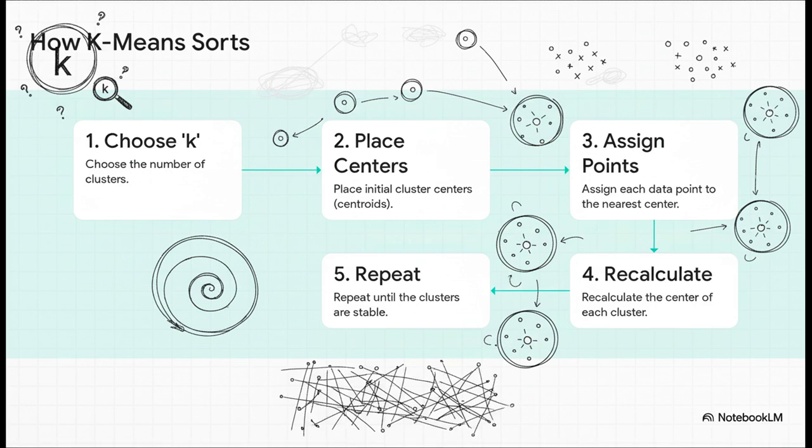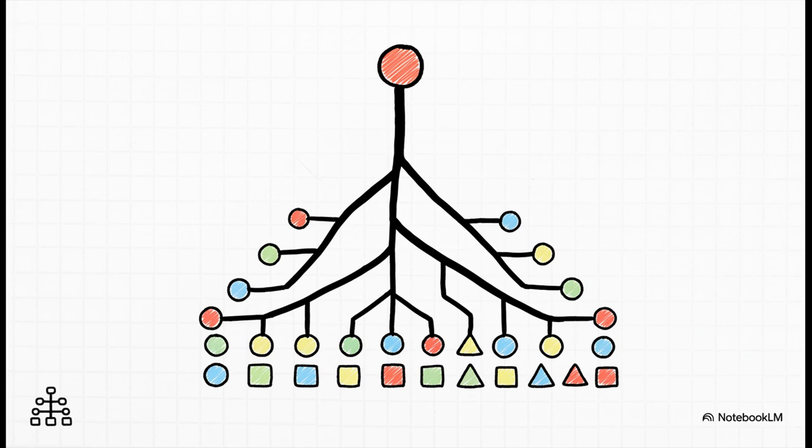The only catch? It kind of assumes your groups are nice round blobs. If they have weird shapes or overlap a lot, the sorter can get a little confused. But, okay, what if you have no idea how many groups you're even looking for? Well, that's where our next tool comes in handy.